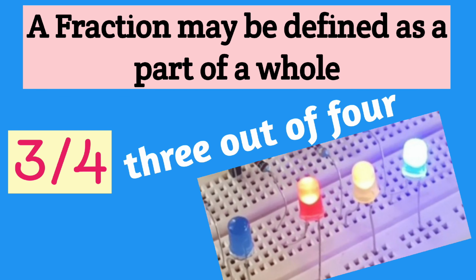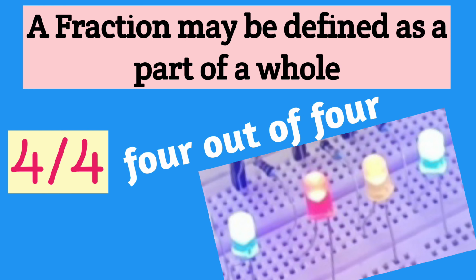Again, in this case, 3 out of 4 LEDs are glowing. Therefore, the situation represents 3 out of 4 or 3 by 4. Finally, all the 4 LEDs are glowing out of the 4 given LEDs. The situation represents 4 out of 4 or 4 divided by 4.